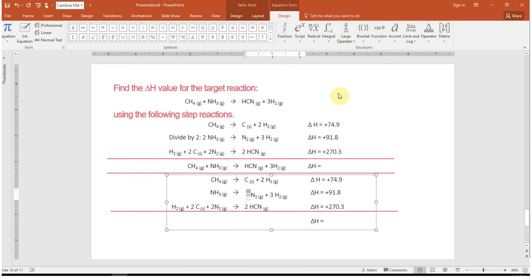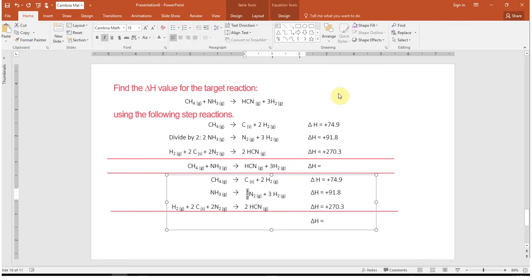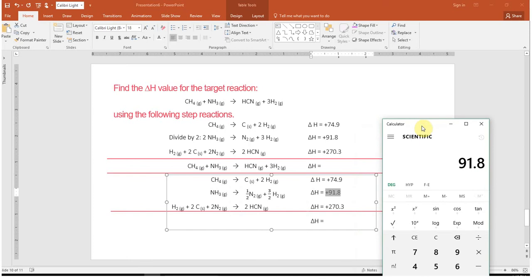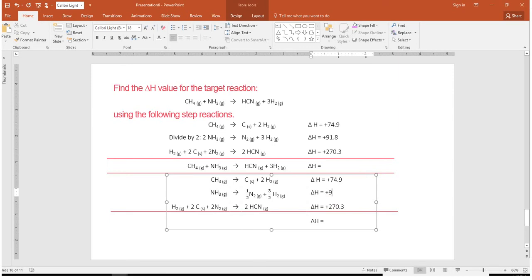Probably a little bit easier to see this way. So then I'm going to have to divide this one by two. That's going to give us 3 divided by 2, which is either 1.5, or probably easier to deal with for the moment is just 3/2. We divided the reaction by two, so we need to divide the delta H by two. 91.8 divided by two is 45.9. Okay.